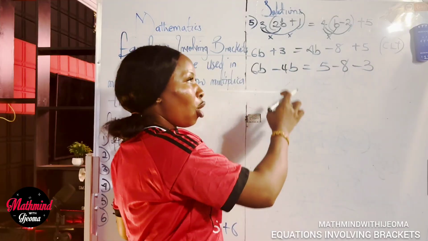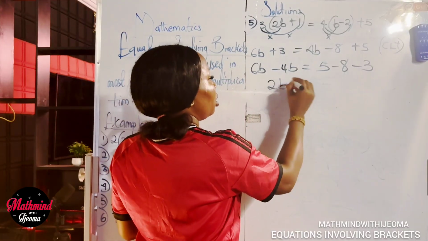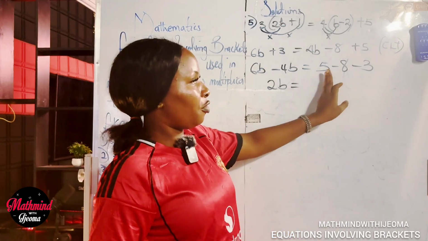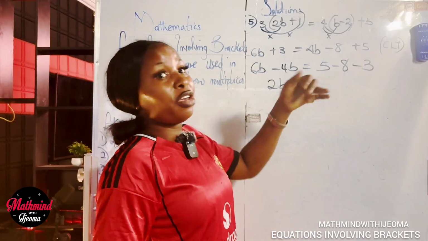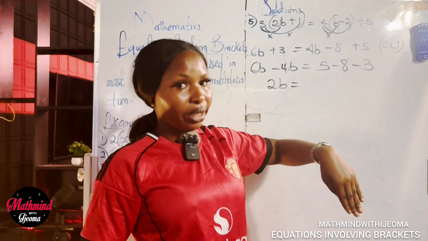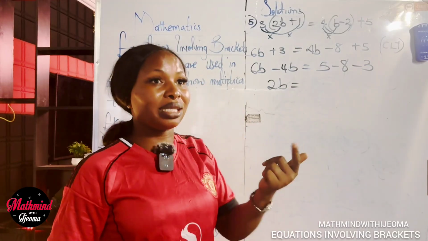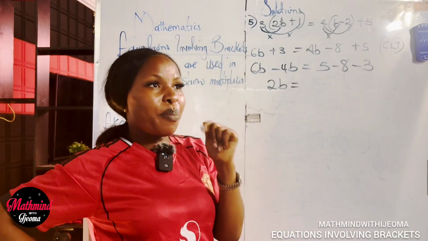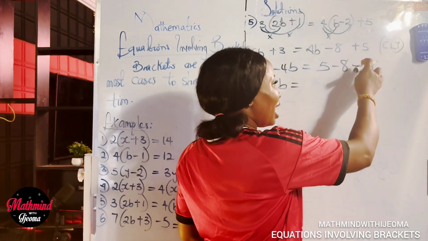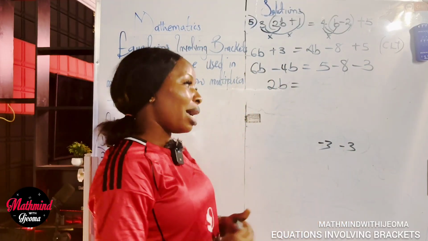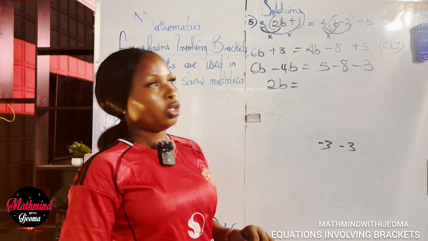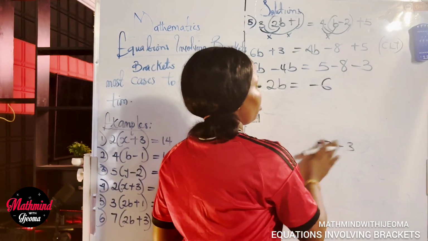6b minus 4b, which is 2b, equal to, let's use the illustration for this. You're having 5, you're owing 8, and you're still owing 3. So if I'm having 5 and I'm owing 8, I'll pay with my 5. If I pay with my 5, that means I'll be owing 3, which is minus 3, and then the remaining minus 3. So that means I'm owing 3 and I'm owing another 3, which means I'm owing 6. So it's minus 6.